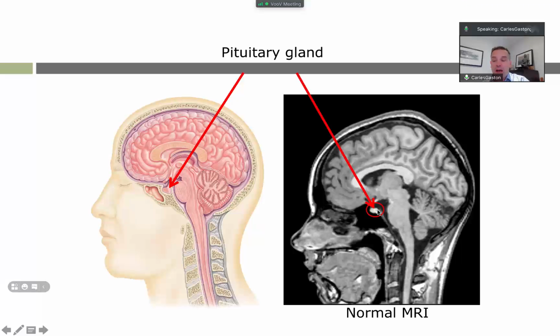MRI is one of the lines of diagnostics for pituitary and posterior pituitary defects. So we use MRI to detect whether the pituitary is smaller or hypomorphic or separated from the brain. So MRIs are very much used in endocrine pituitary disease.